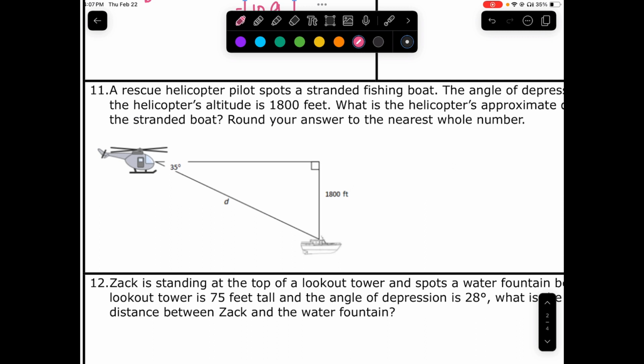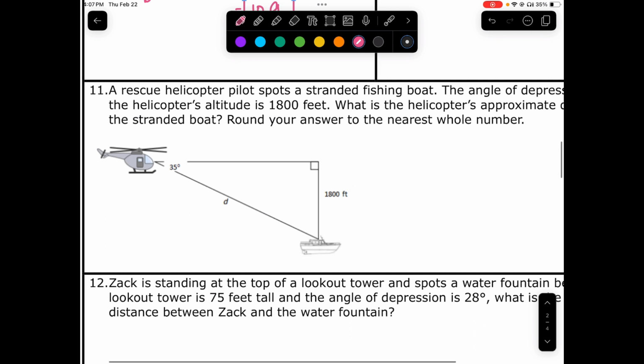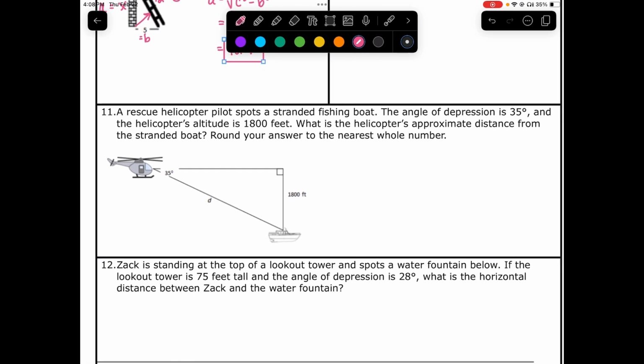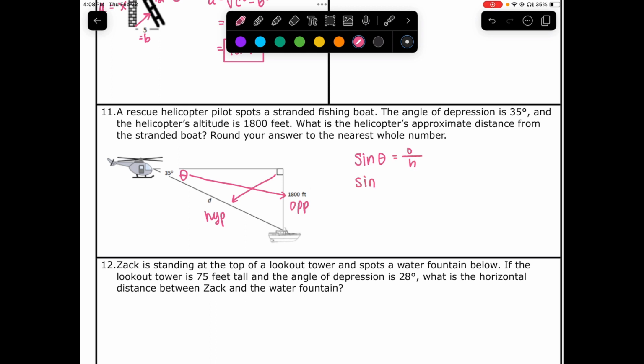A rescue helicopter pilot spots a stranded fishing boat. The angle of depression is 35 degrees. The altitude is 1800. What's the helicopter's approximate distance from the stranded boat? So again, distance is on the hypotenuse. This would be our theta, which means this is the opposite. Sine is the only one that uses opposite over hypotenuse. Sine, opposite, hypotenuse. All right, so there we go.